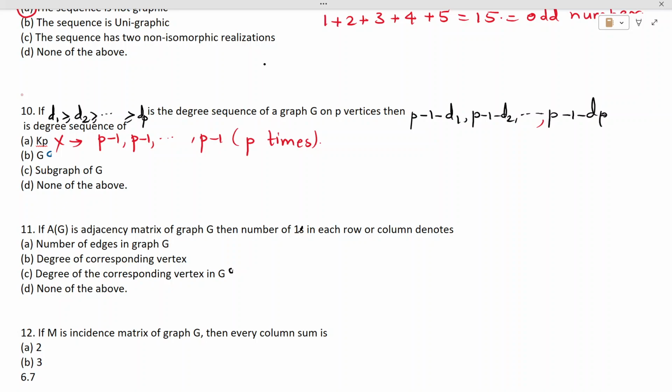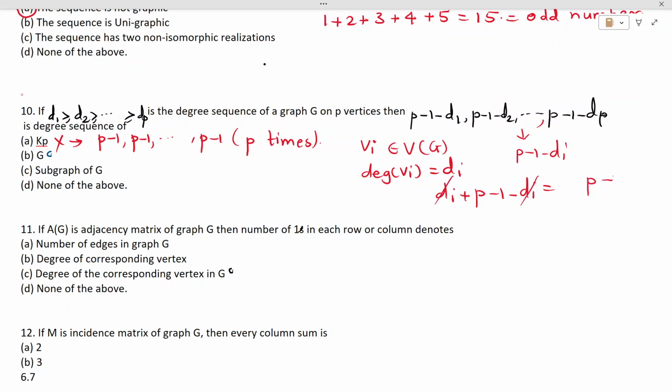So if you consider a vertex Vi in graph G, then the degree of Vi is equal to Di. They have given the degree sequence D1, D2 and so on, DP. So I am assuming the degree of V1 is D1, the degree of V2 is D2 and so on, the degree of VP is DP. And in the complement, the degree of Vi is P minus 1 minus Di. So if I add Di plus P minus 1 minus Di, the Di terms cancel, and I get P minus 1.